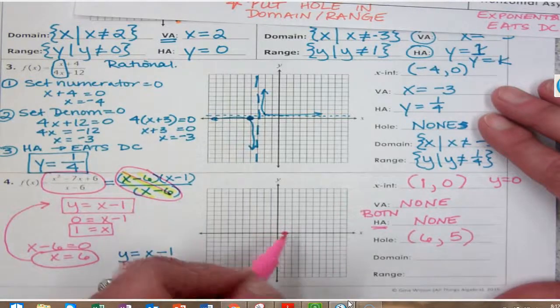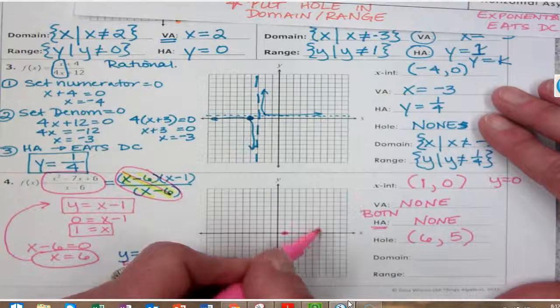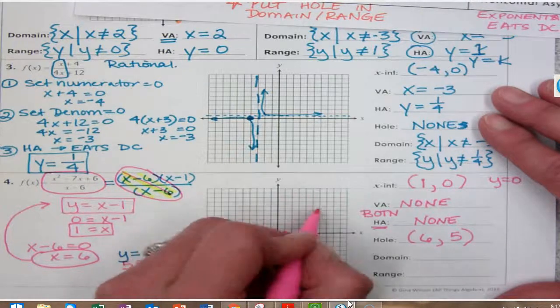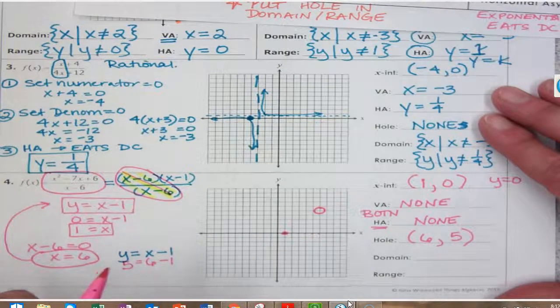There is my hole. So I'm immediately going to come over here, 1, 2, 3, 4, 5, 6, 1, 2, 3, 4, 5, and draw a big, huge hole. That is how I indicate that there is a hole, an open dot.